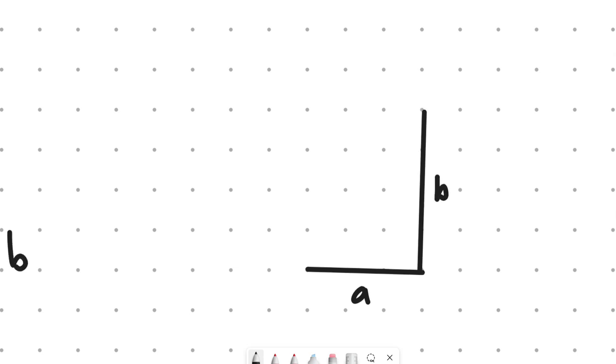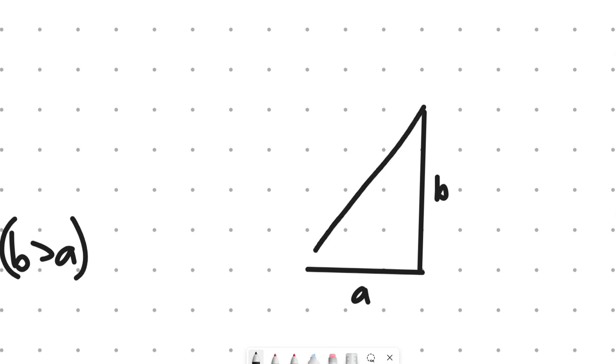We're going to construct a right triangle with side lengths a and b, where b is bigger than a. It doesn't really matter for this case, but let's just let b be bigger than a. So c will just connect those two endpoints.